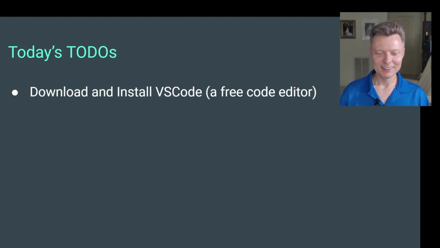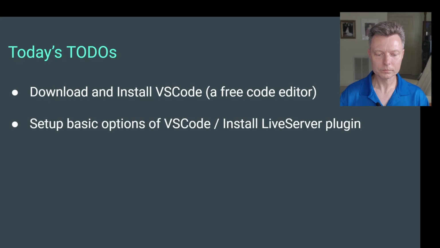So what are we doing today? This is a section I like to call today's to-dos. So first we're going to download and install VSCode, and that's the free text editor that we were talking about a moment ago. Then we'll set up some basic options inside of VSCode. So we might change the color theme, or we'll change the format layout of the page, things like that.